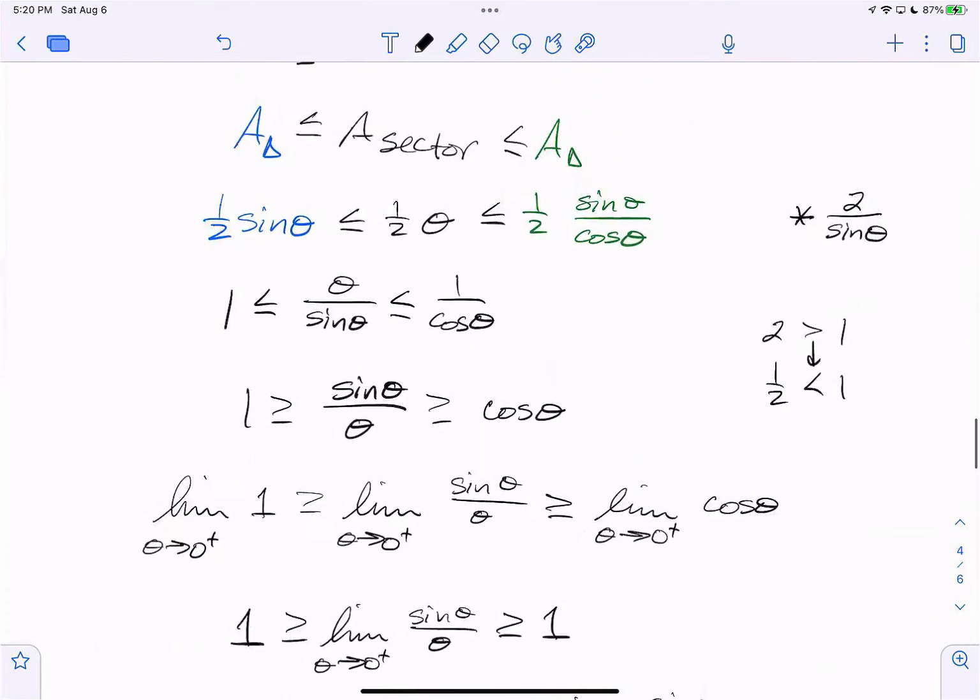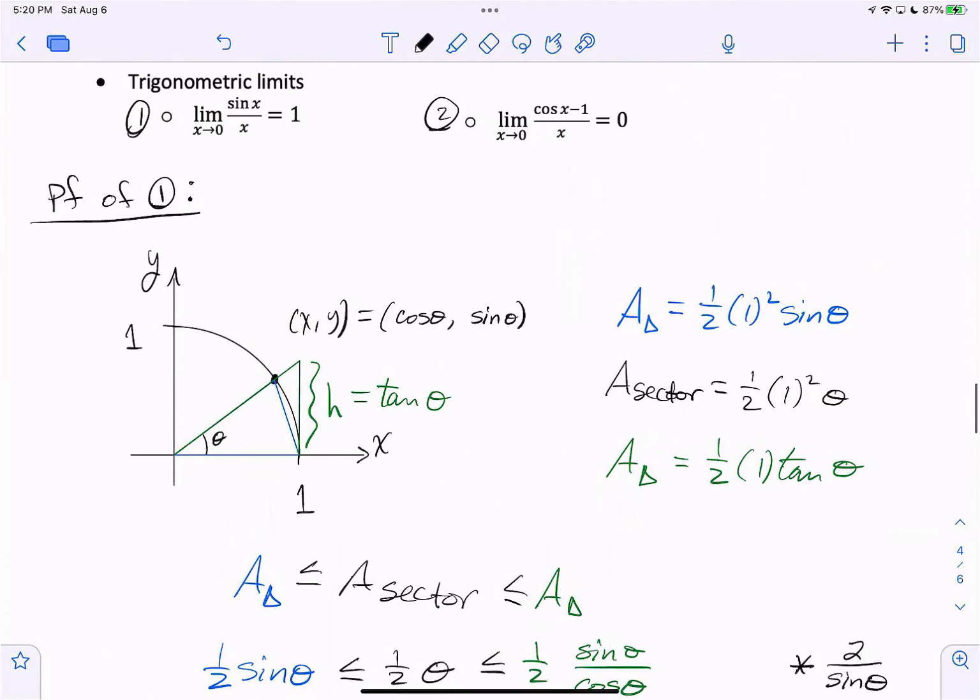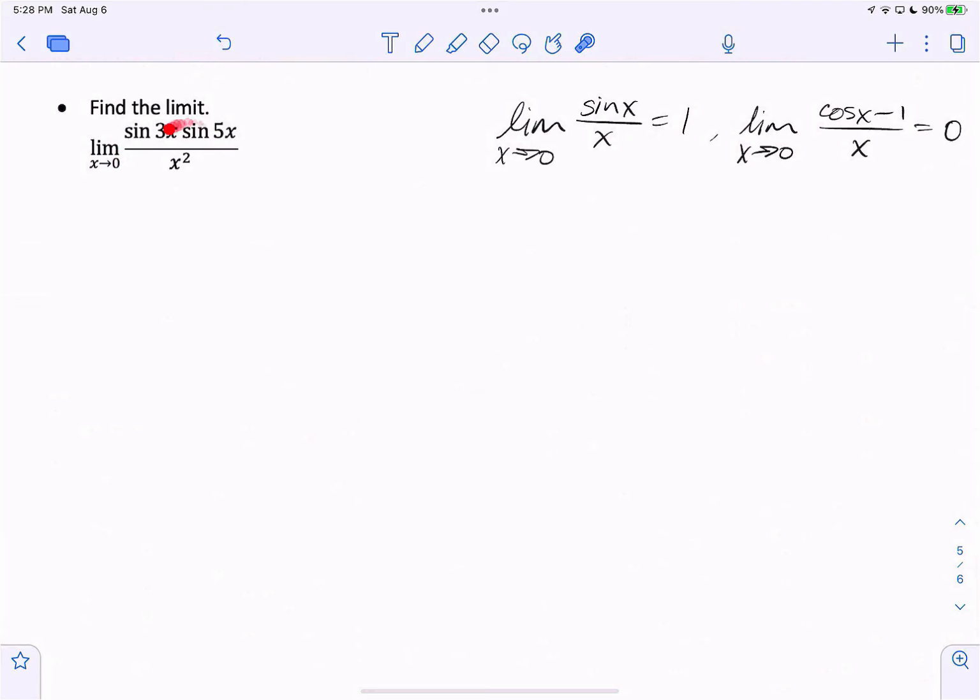If we go back here, we saw that the trigonometric limit involving the cosine function was supposed to turn out to be 0. We're going to find a limit involving a sine function, and remember we have two trigonometric limits. So we have here the limit as x approaches 0 of the sine of 3x times the sine of 5x over x squared. And the goal is to make these look like either the limit involving the sine function or the limit involving the cosine function. My money's on the sine function.